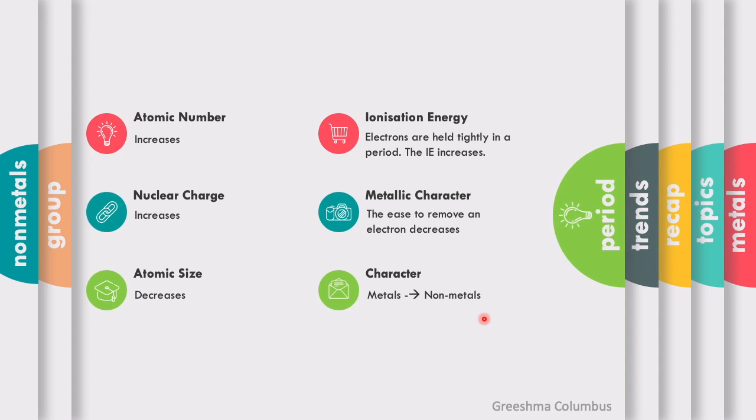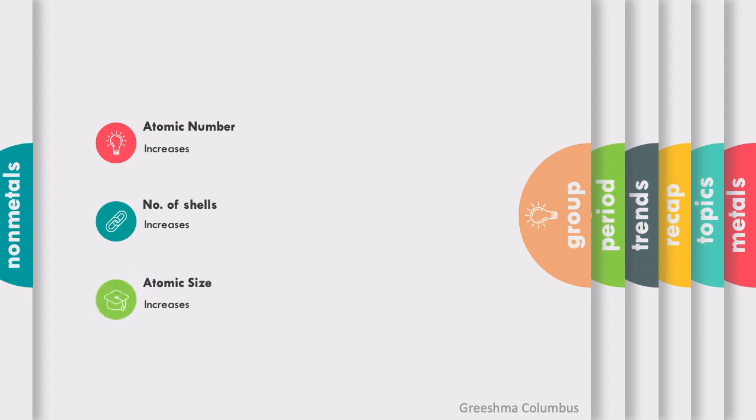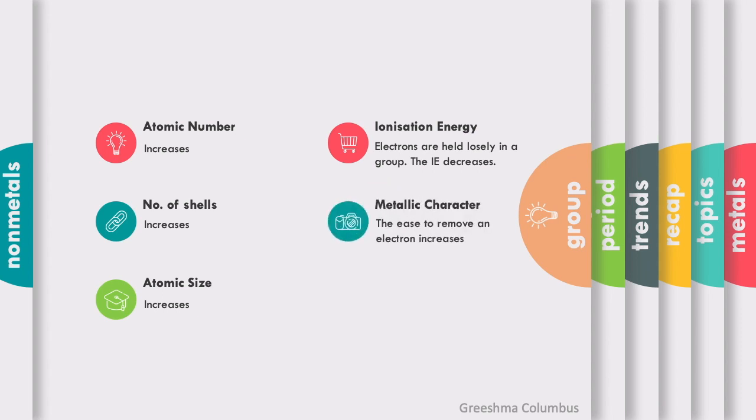Now let us look at the reason why metallic character increases down the group. We know that down the group, atomic number again keeps increasing, and the number of shells keeps increasing successively by 1 as you go down. And the atomic size now increases on account of the extra number of shells. So the ionization energy decreases. The electrons are held loosely in a group. So it is easier to remove that electron. And we know the ease of removal of that electron is what defines the metallic character. So when you go down the group, the character generally becomes more metallic.